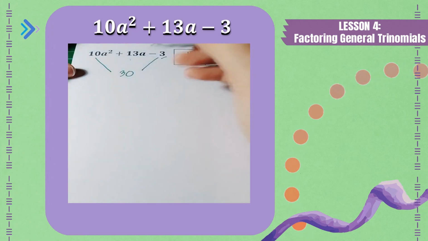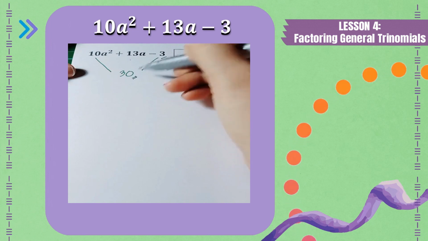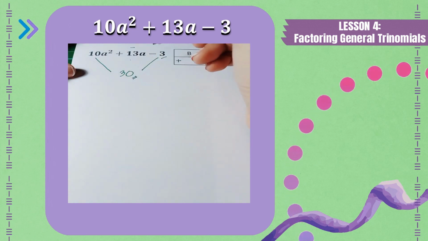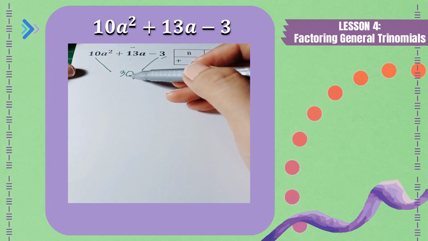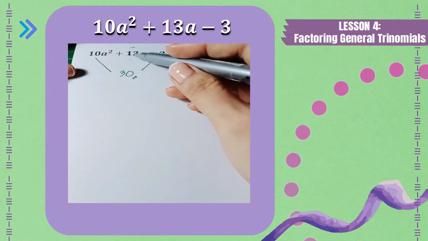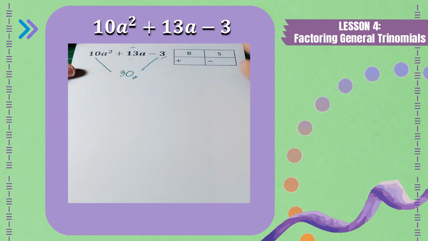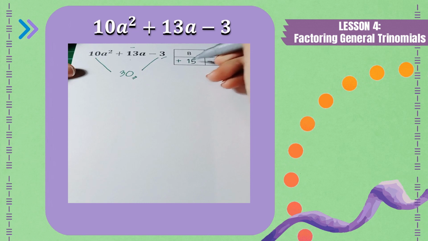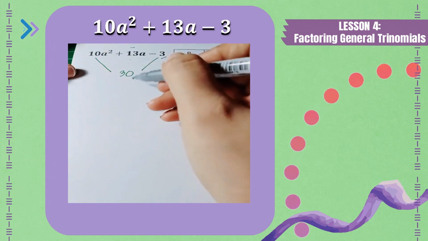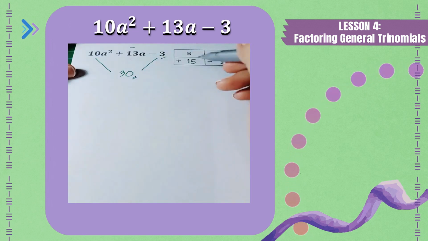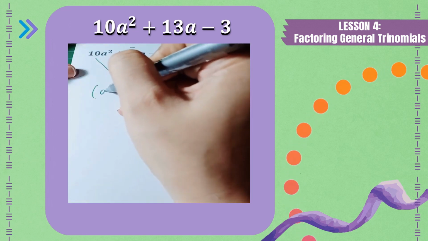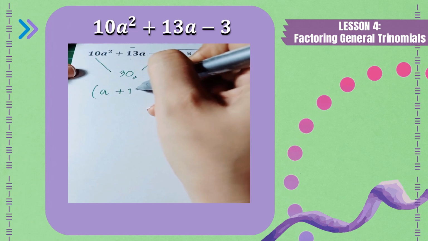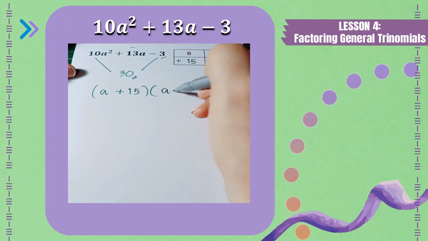30. So, anong factors ni 30 na kapag minus, ay 13 ang sagot. Bakit minus? Kasi magkaiba sila ng sign. So, factors ni 30, na kapag minus, ang magiging sagot ay 13. So, we have 15 and 2. So, 15 times 2, 30. 15 minus 2, 13. So, we have A plus 15, then A minus 2.